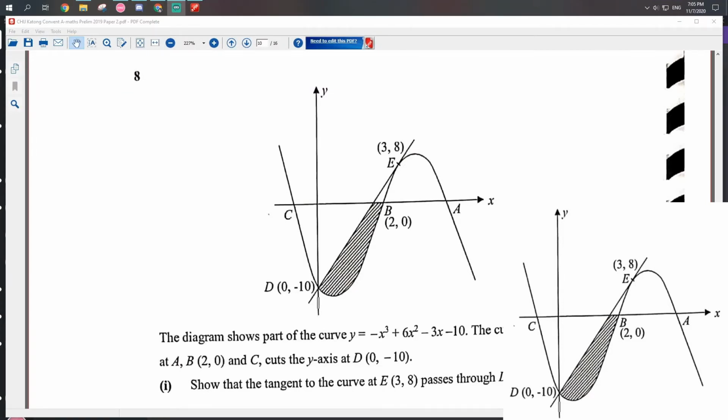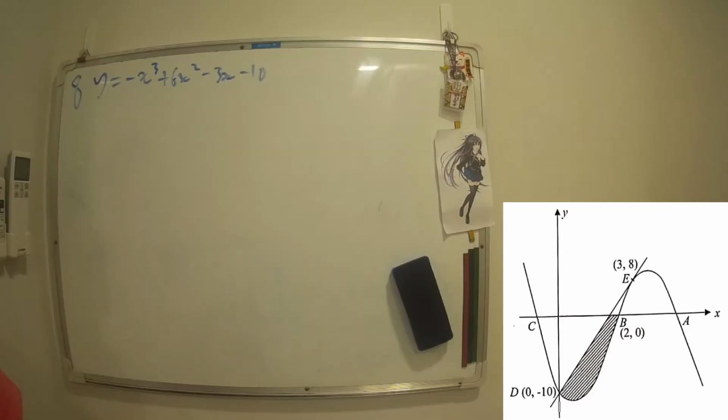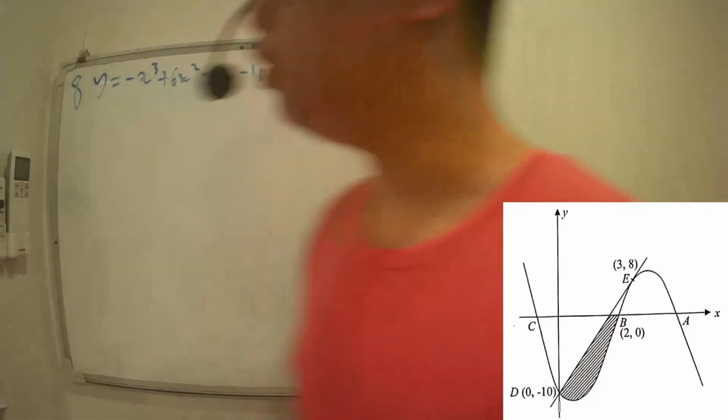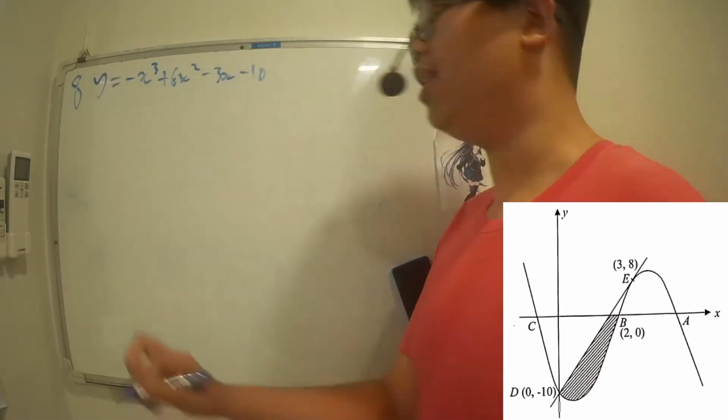Question 8. The diagram shows part of the curve y equals negative x cubed plus 6x squared minus 3x minus 10. The curve cuts the x-axis at A, B(2, 0), and C, and cuts the y-axis at D(0, -10). Show that the tangent to the curve at E, which is (3, 8), passes through D. Okay? So this is normal, this is easy. We just need to find dy/dx first, right?